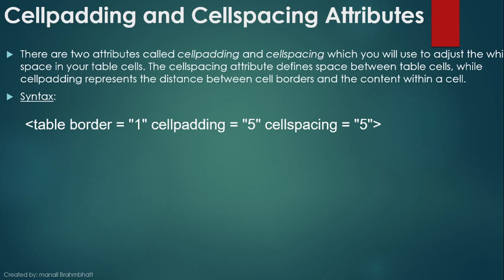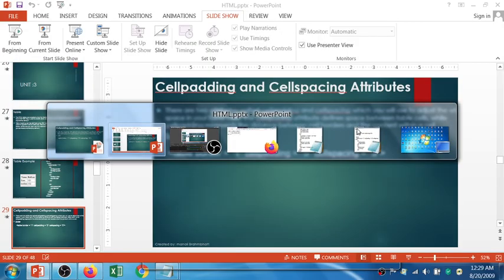Cell spacing attribute defines the space between the table cells, while cell padding represents the distance between the cell border and the content within a cell. So for the syntax, to apply the cell padding and cell spacing, you must apply the border, otherwise you will not get the result. So the minimum border size, the one I have used, and cell padding is 5, cell spacing is 5. I'll show you the output.